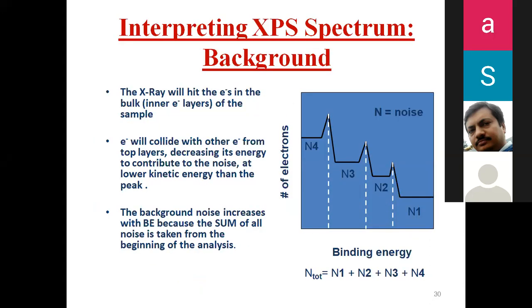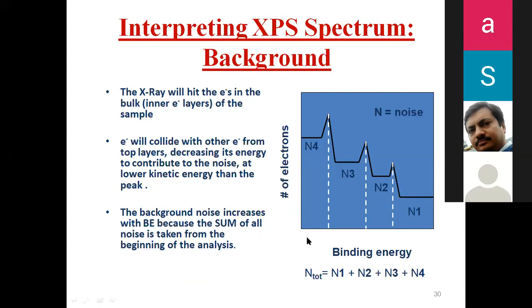So now how can this XPS spectrum be interpreted? We have already discussed the noise. Noise is actually continuously increasing in the sample. You can see electrons collide with other atomic electrons from top layers, decreasing their energy and contributing to the noise at lower kinetic energy than the peak. So they are just giving the noise signal.